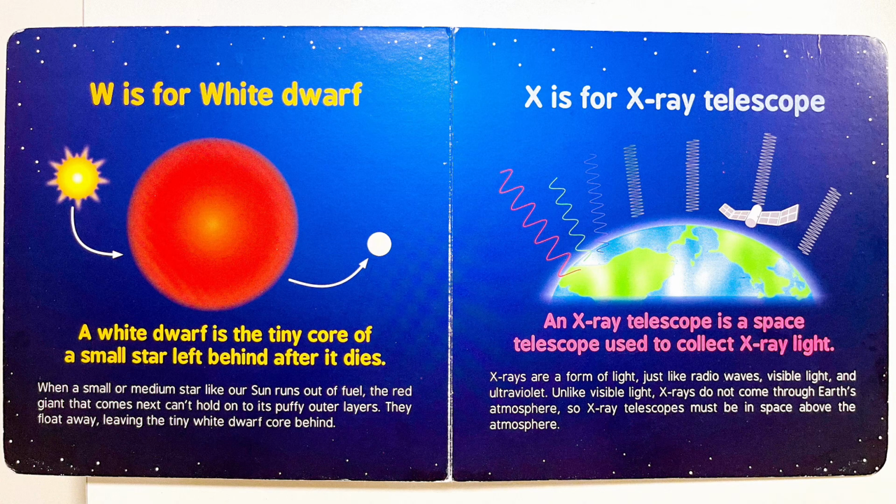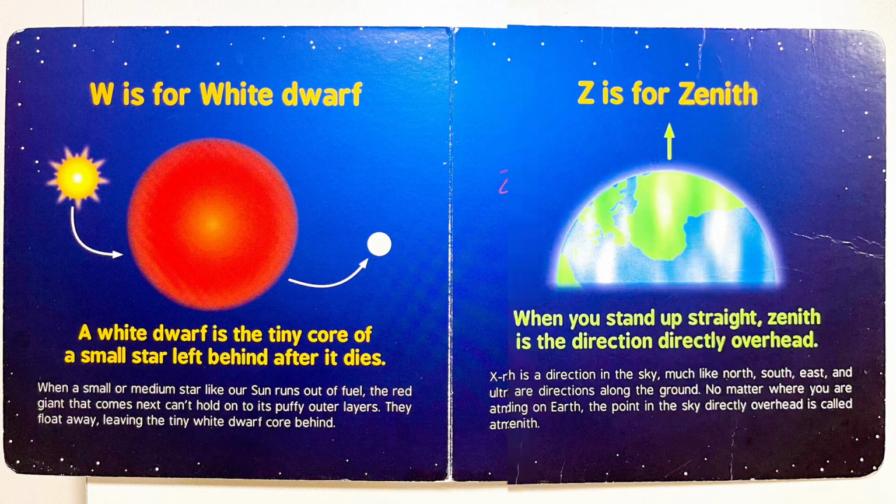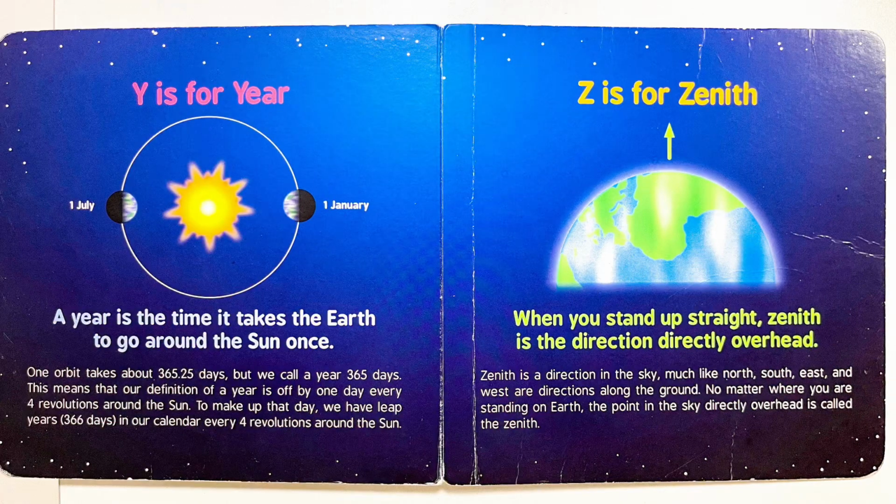X is for X-ray telescope. X-ray telescope is a space telescope used to collect X-ray light. Y is for year. A year is the time it takes the Earth to go around the sun once. And Z is for zenith. When you stand up straight, zenith is a direction directly overhead.